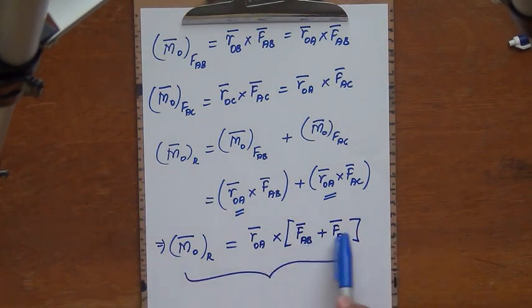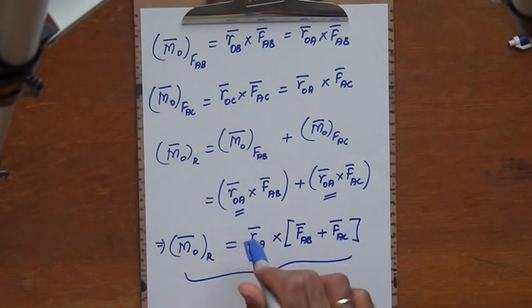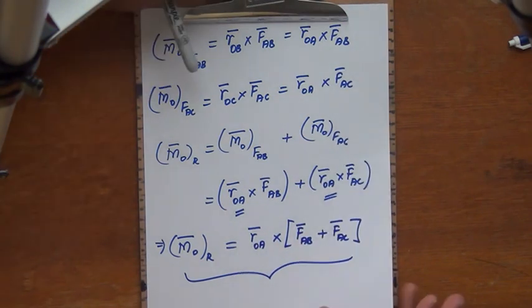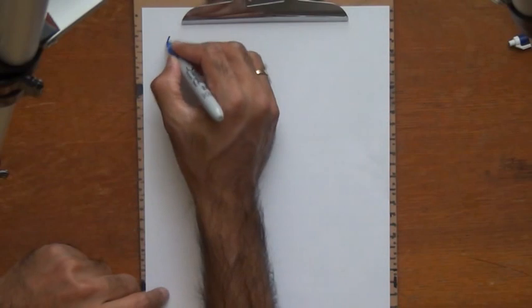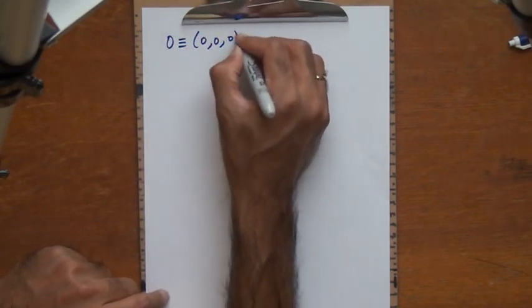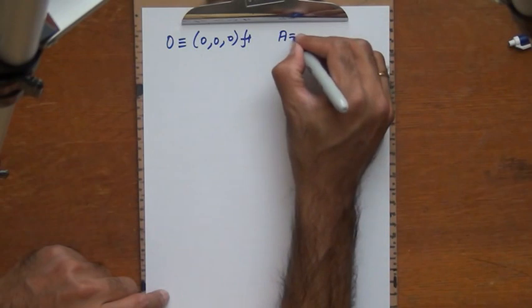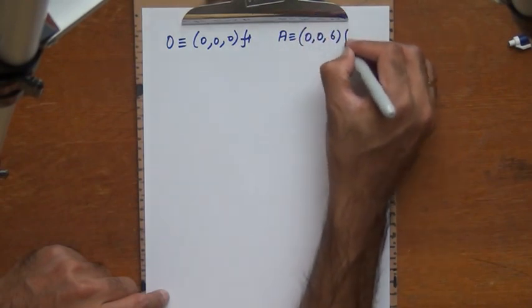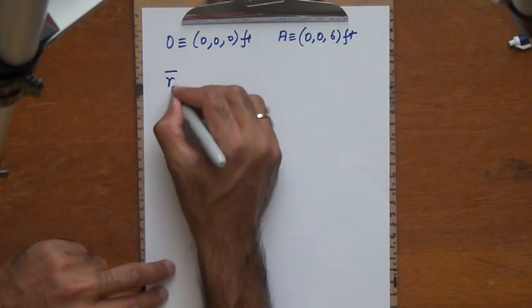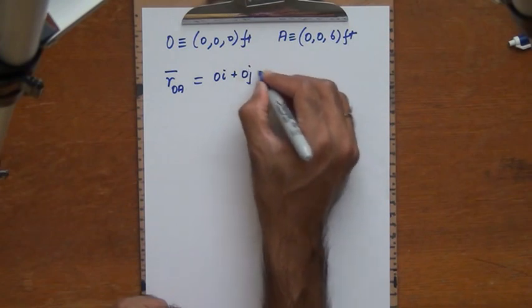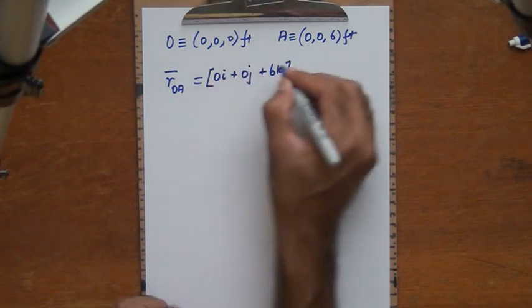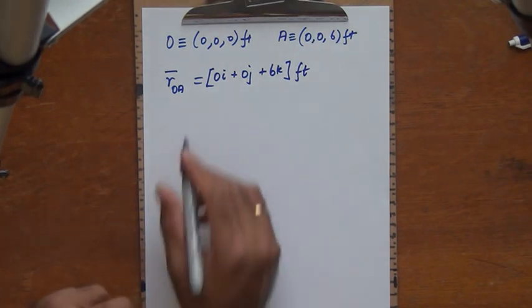All I have to do is compute FAB plus FAC, and then I have to take the cross product of the position vector with that, and then I'm done with this problem. Alright, so let's do that. To find out ROA, I need the coordinates of O and the coordinates of A. Those are fairly easy. We already know them from before, 0, 0 and 0 feet. Coordinates of point A are 0, 0 and 6 feet, which means that ROA is the coordinates of A minus O, so this is 0i, 0j, 6k, do not forget the units, so many feet.